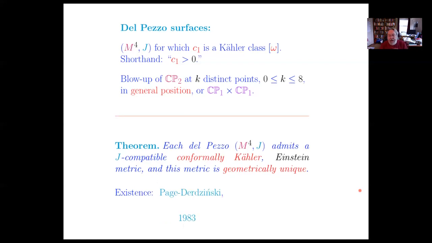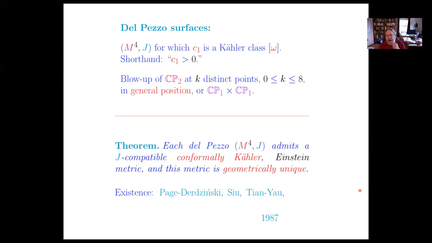And Derdziński in 1983 then discovered that Page's metric is actually conformally Kähler, and that the Kähler metric it was conformal to had some remarkable properties. In fact, we'd say it's an extremal Kähler metric in the sense of Calabi. Calabi wrote his paper on extremal Kähler metrics that same year. In 1986, Hsiang proved that CP2 blown up at 3 points in general position has a Kähler-Einstein metric.